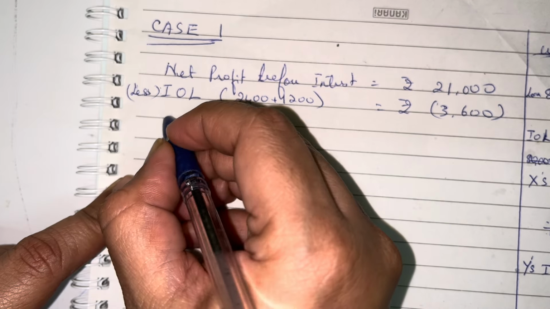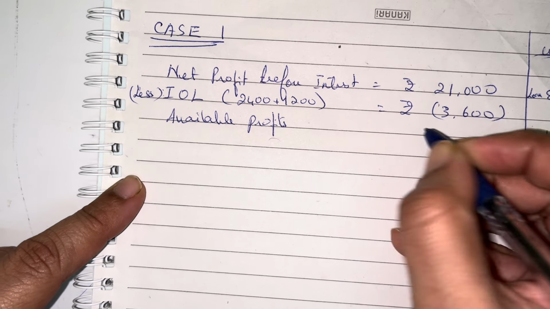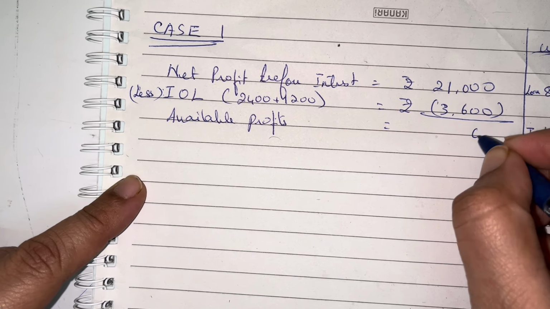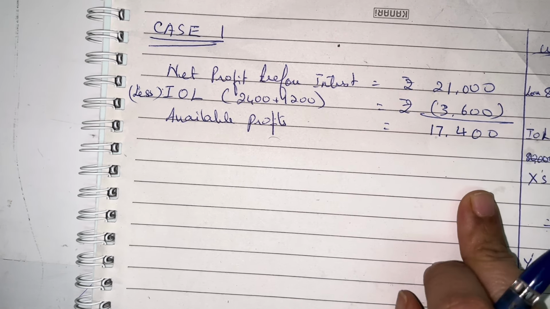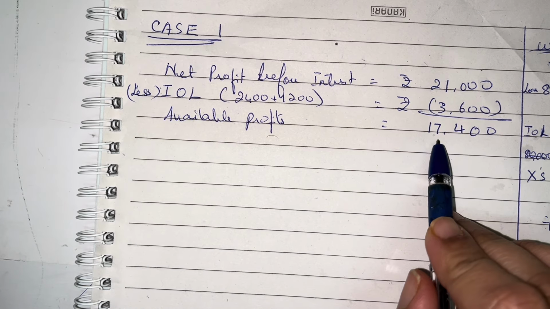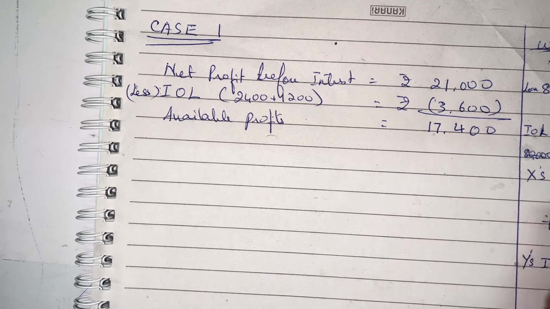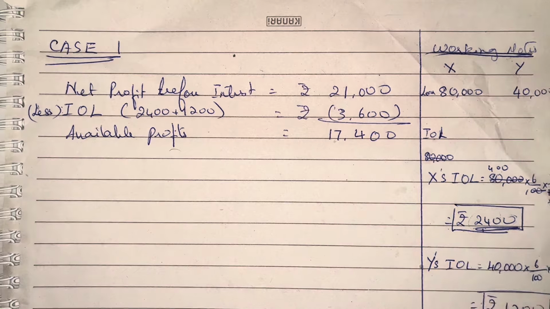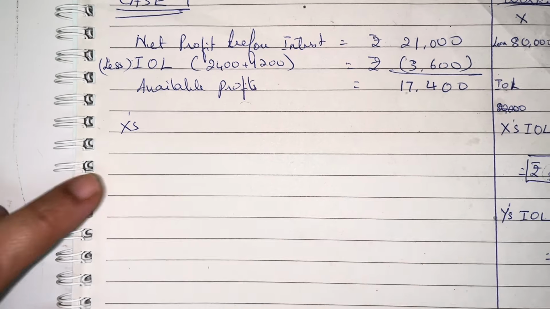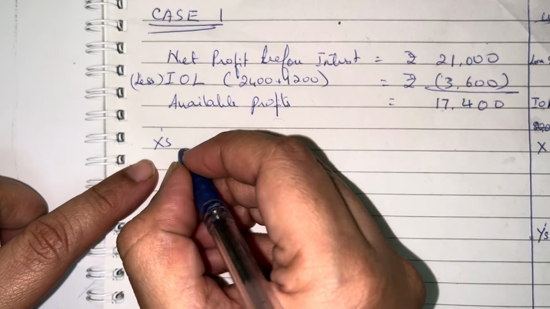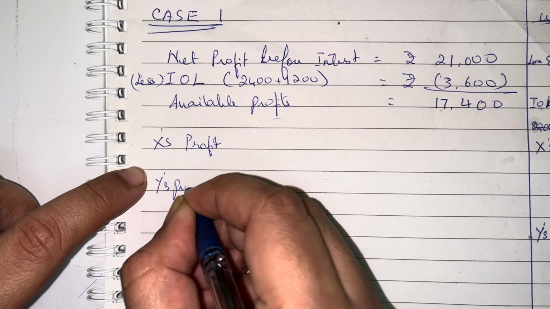Okay, so now the available profit would be 17,400. Okay, this is the available profit. 17,400 is the available profit. Now this profit is going to be divided between the two partners, X and Y. So now we'll first prepare X's share of profit, and then we'll go for Y's profit.